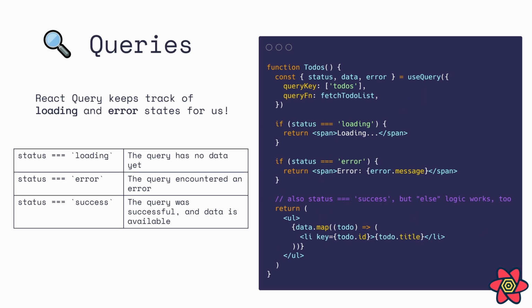Let's expand this example to see how it can be used in a React component. What's important to note here is that React Query keeps track of loading and error states for us, so we can easily render a loading message or an error message. You'll see in the code snippet we check if status is equal to loading, then we render a loading message. Otherwise, if status is equal to error, we render an error message. And if none of those conditions match, then we know we're in a success state and we can actually render the data.